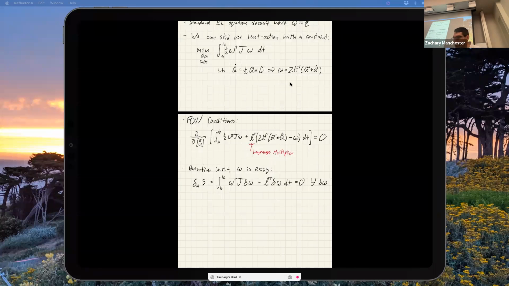So that tells us that L equals J omega. What's L? Angular momentum. That's cool.